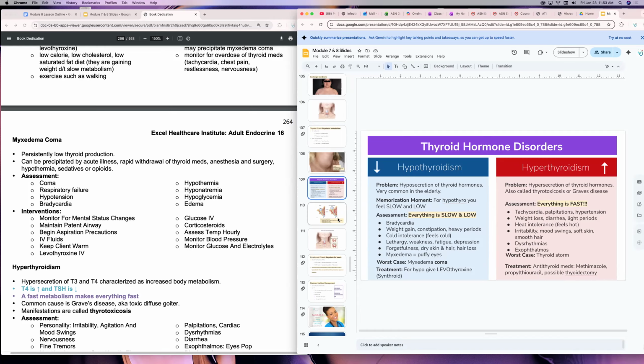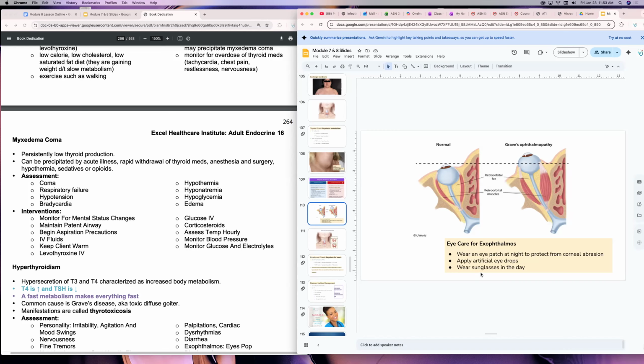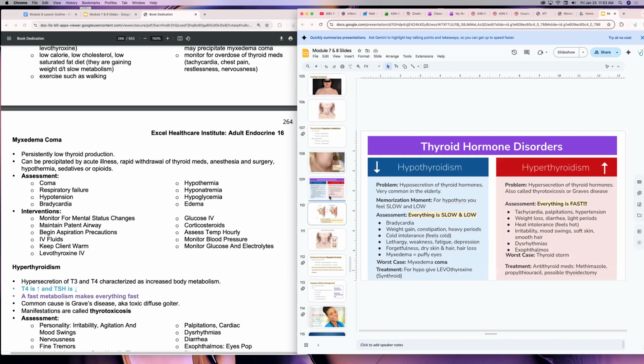Okay, so if a patient has Graves' ophthalmopathy, the eye care is to wear an eye patch at night to protect from corneal abrasion, artificial eye drops to keep the eyes moist, and to wear sunglasses in the day. Okay, so everything is there for you in the study guide. All right.